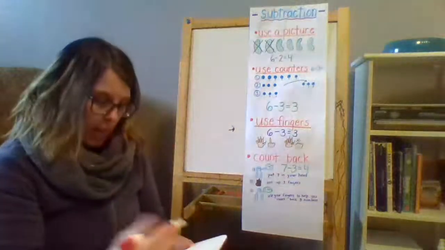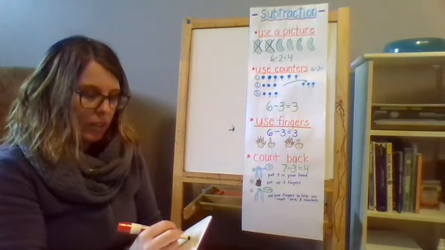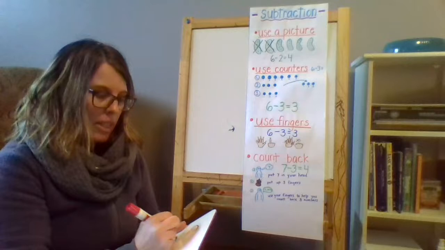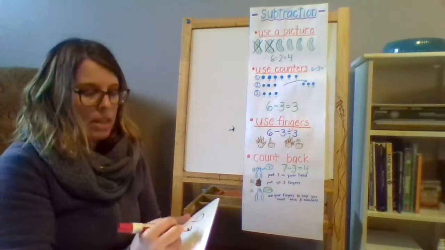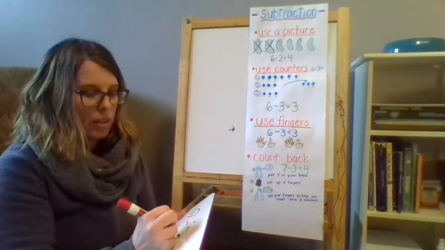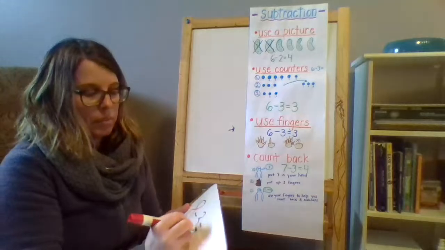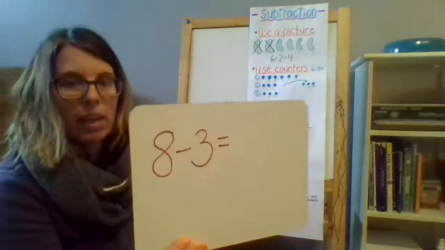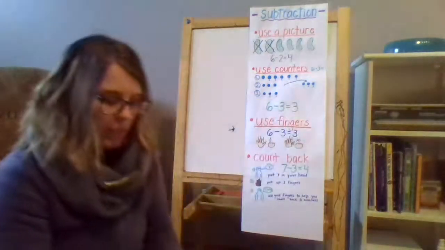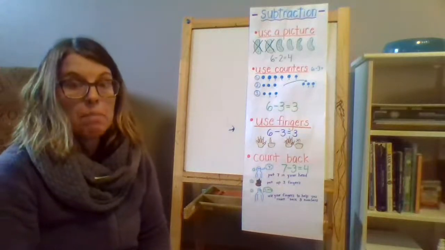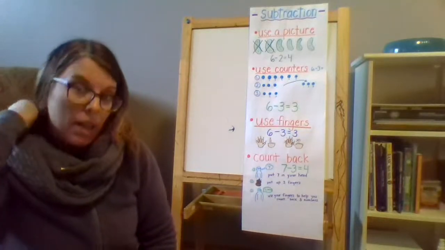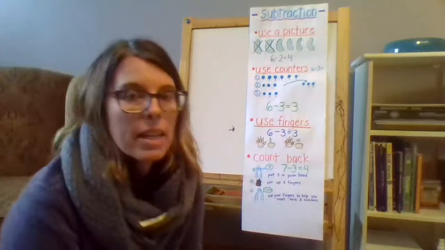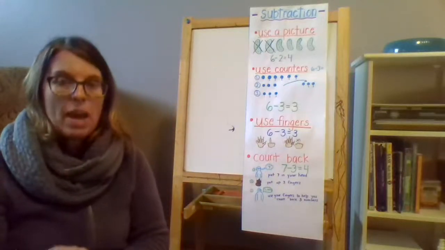So I'm going to say, let's do 8 minus 3. Okay, so it looks like this, 8 minus 3. So the first step in using your fingers is to take the big number or the whole and go ahead and put that many fingers up.